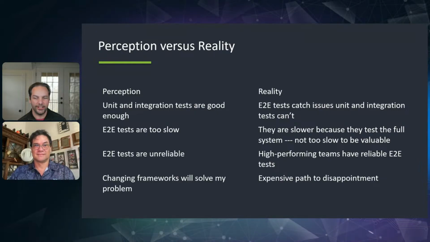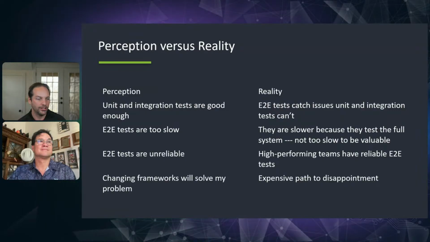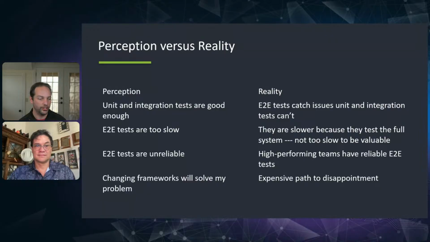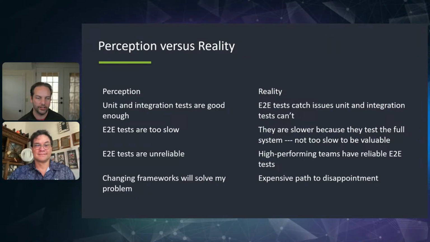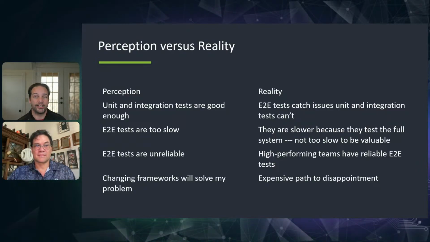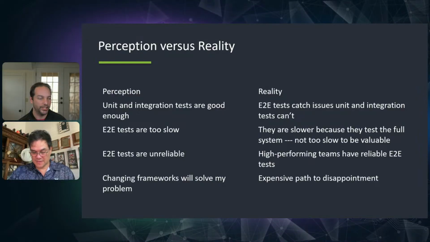And the reason that that's so important is there's a bit of perception versus reality at play here. So the perception we all often hear is, unit and integration tests are good enough. I've heard that a lot. People like to rely on them. They are quick. They are reliable. But the reality is that end-to-end tests catch issues that unit and integration tests simply can't.